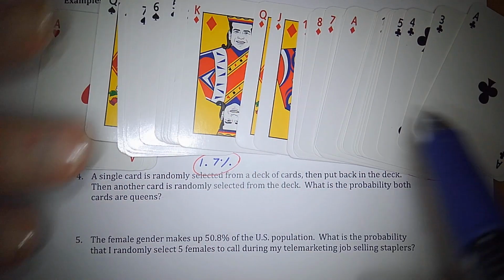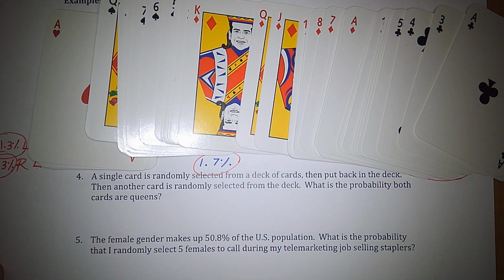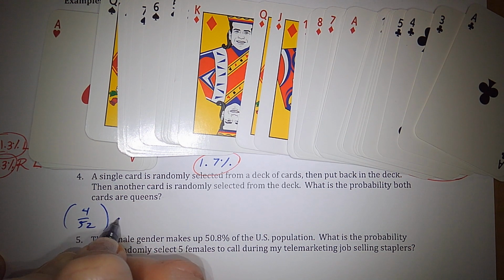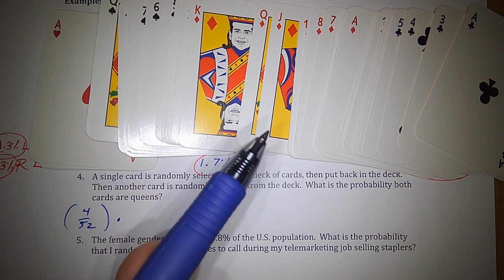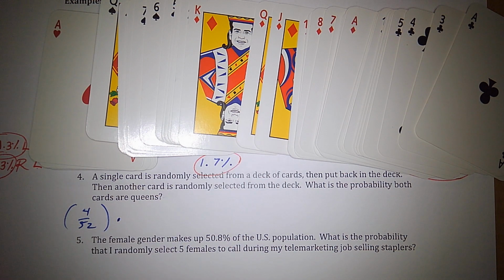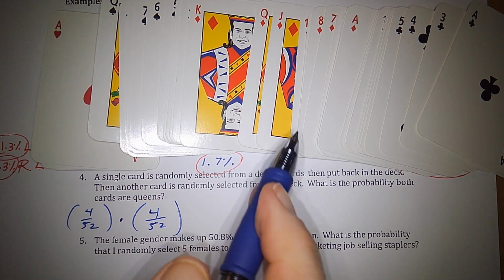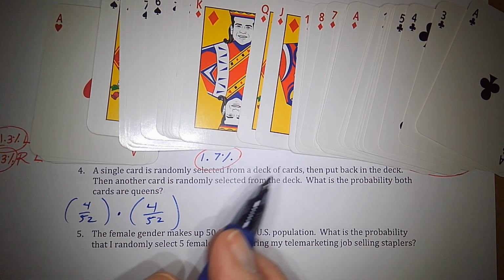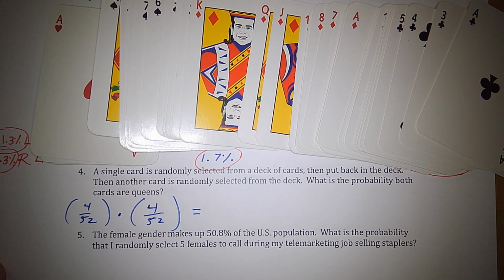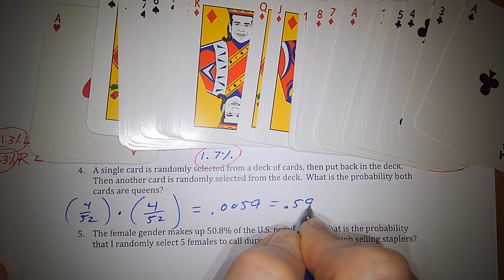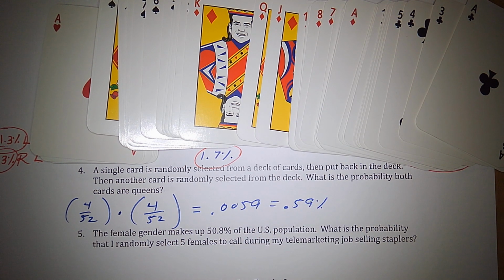So I go into the deck and I randomly select one queen. Let's say I randomly selected this queen first. I pull it out and I say, okay, I had a 4 in 52 chance of selecting that first queen, right? Then I put that queen back into the deck. And then I shuffle them up, and I randomly select another card. I still have a 4 out of 52 chance of getting another queen, and I might even draw the same queen again. So when I multiply those two numbers together, I'm going to get 0.0059. This is less than a 1% chance of happening. Very unlikely that that would occur.